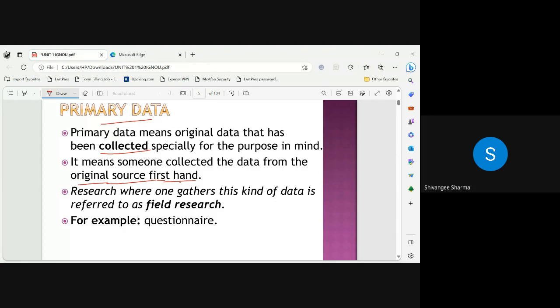Like companies used to make you fill some questionnaires. That is primary data collection. They are collecting the first hand data. It has not been collected by anyone before. So research where one gathers this kind of data.